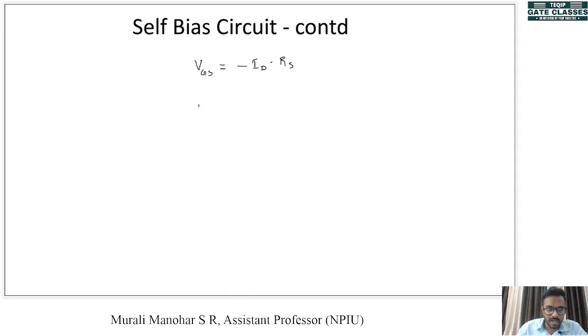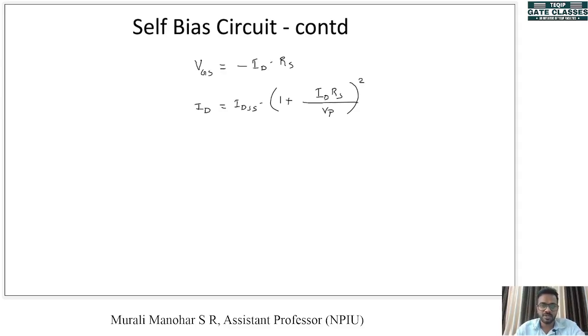So the equation for ID becomes IDSS into 1 minus, now VGS is minus ID RS, divided by VP, the whole square. Now this minus and minus becomes plus. So ID equal to IDSS into 1 plus ID RS divided by VP, whole square. Now if you want to find out ID, you need to solve this quadratic equation.